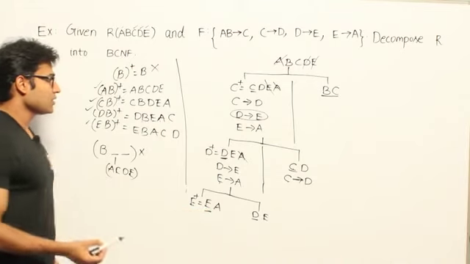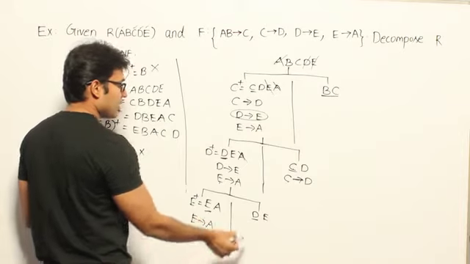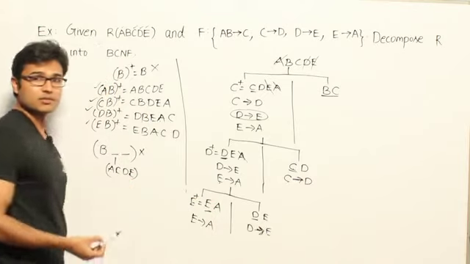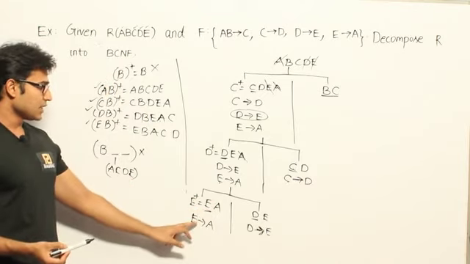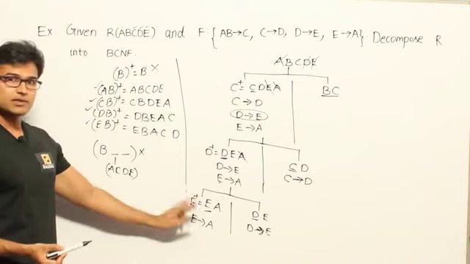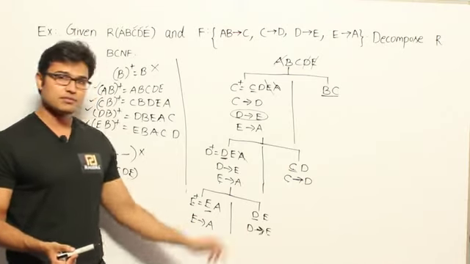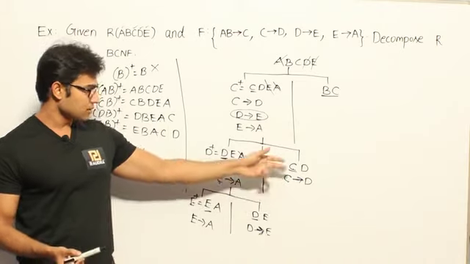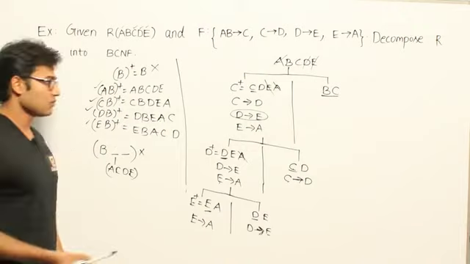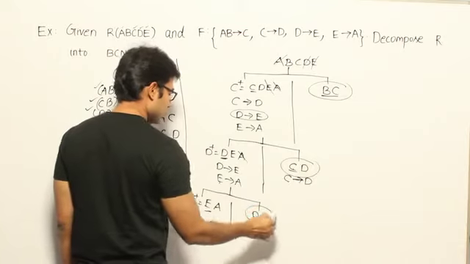Now, what are the functional dependencies that are applicable on this? One is E determines A and the other one is D determines E. These are the two functional dependencies which are applicable on these two tables. Now if you see this, the left side is a super key, therefore let it be there. So this table is in BCNF, and again the left side is a super key, so this table is in BCNF. Again left side is a super key, so this is in BCNF. So finally we got four tables. What are the four tables? One is BC, other is CD, other is DE, and other is EA.